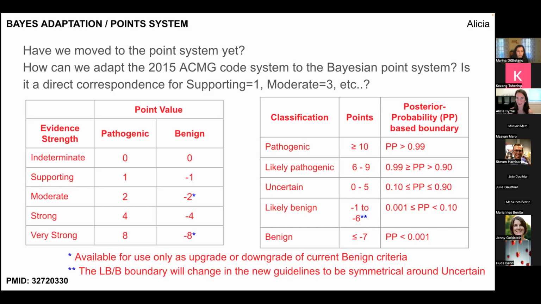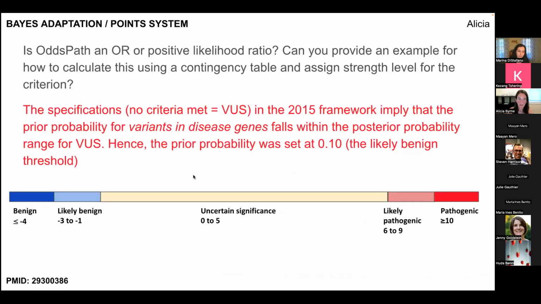Pathogenic is greater than or equal to 10 points, likely pathogenic between 6 and 9, uncertain 0 to 5, likely benign, as it's specified at the moment and what we're asking VCEPs to follow, is -1 to -6, and benign is -7. This is actually going to change in the new version of the standards, which Stephen just explained, because at the moment, and this is how it was written in Richards, the thresholds were not symmetrical around that uncertain category. Pathogenic was 99% as a posterior probability, but benign was 0.01%, not 1%. So it was asymmetrical, but that is reflective of what is in Richards. So that's what we're using currently, until the new guidelines are published.